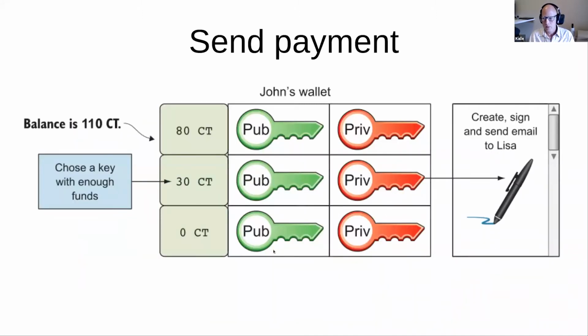As I said before, one of the purposes of the wallet is to keep track of the user's funds. So this is John's wallet. He currently has 3 key pairs. And on the first key, he has 80 cookie tokens. On the second key, he has 30 cookie tokens. And on the third key, there are no cookie tokens at all. So his balance is 110 cookie tokens. So he should be able to afford a cookie for 10 cookie tokens.